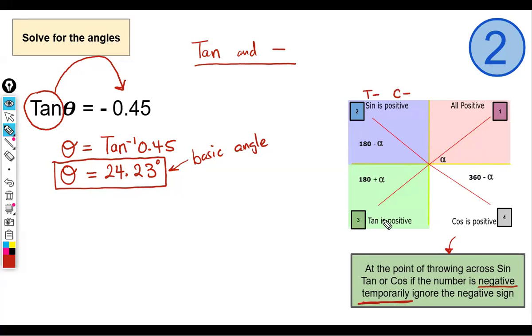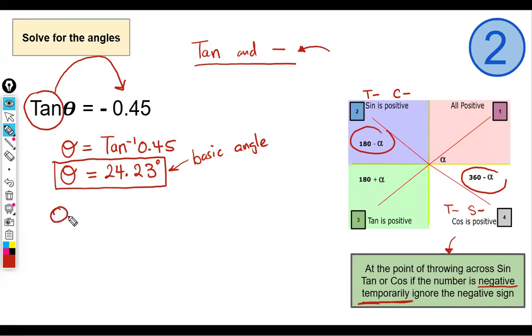In quadrant 3, tan is positive. We don't care about quadrant 3. We care about negative tan. In quadrant 4, if cosine is positive, doesn't that mean tan is negative and sine is negative? So to suit the description of our question, which is a tan and negative question, we use the formula in quadrant 2 and we use the formula in what? Quadrant 4. And by the way, alpha is the basic angle.